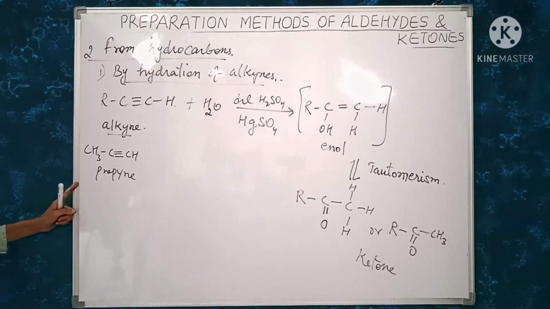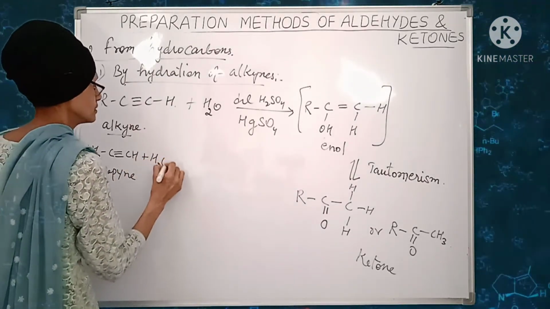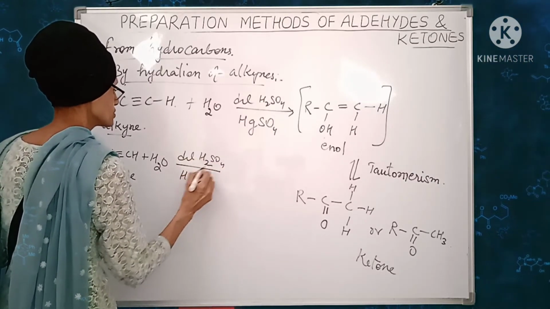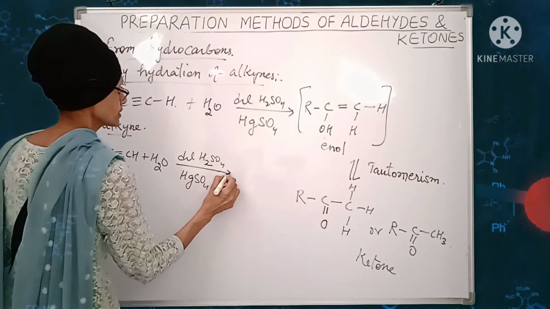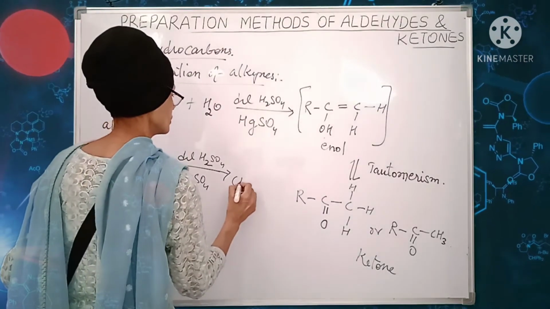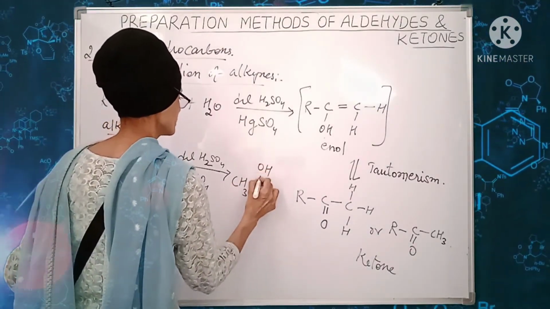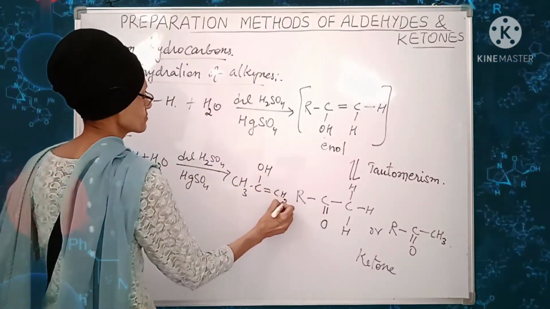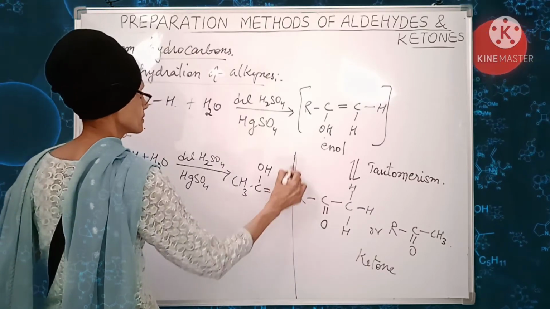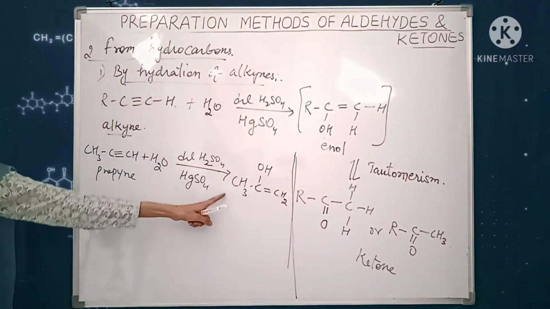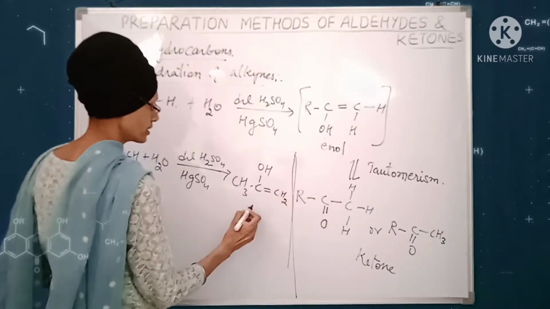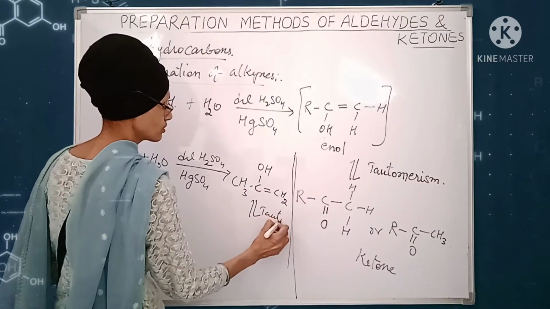Hydration, addition of water in the presence of dilute sulfuric acid and HgSO4, gives an intermediate where OH adds here. Instead of a triple bond we get a double bond, and to the neighboring carbon atom one more hydrogen is added here. So again it will undergo tautomerism and change in the same way into a ketone.